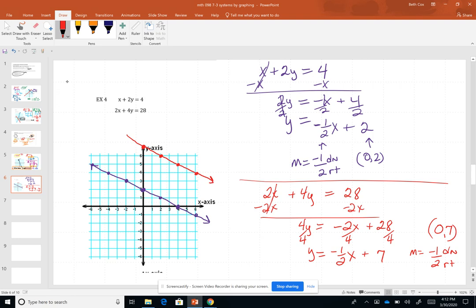And these lines don't cross. These lines are parallel. So this one is an empty set. No solution. Because they don't cross. Empty set, no solution. So that's the choice that you're going to pick for your answer. And again, it's a circle with a line through it for the empty set.